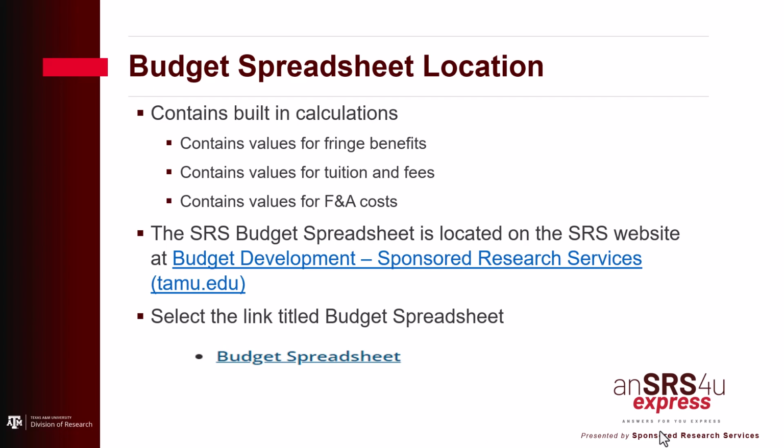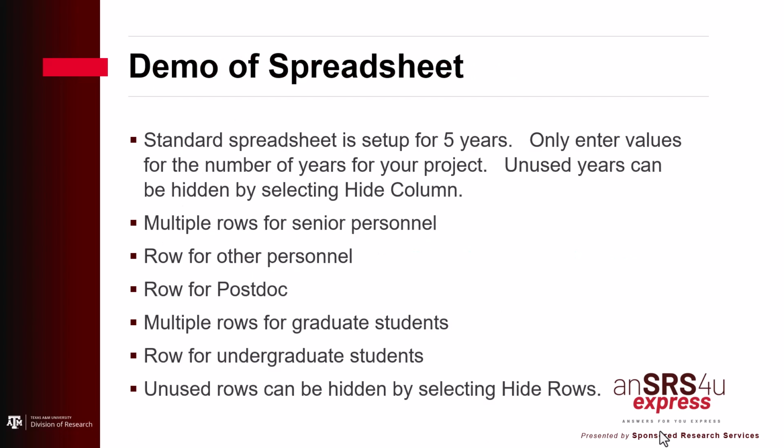As standard practice, the SRS proposal administrator will create the budget based on inputs provided by the PI. In some cases, a PI may prefer to use a spreadsheet to create some draft budget scenarios. The spreadsheet is provided via the SRS website for these cases. It is found under Budget Development, and then select the Budget Spreadsheet link. This presentation will have a demo of the spreadsheet.